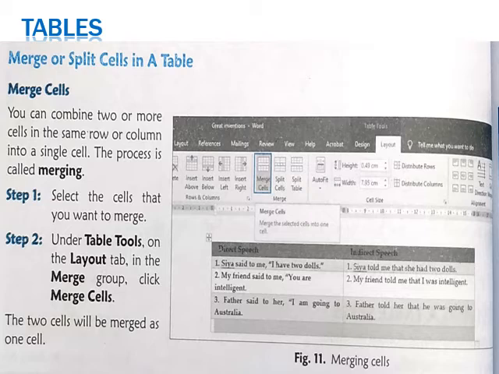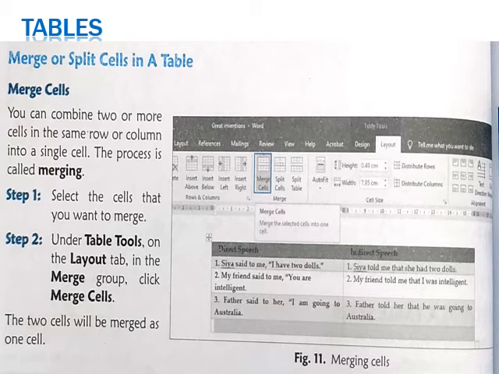Next is merge or split a cell in a table. Now this is a very important concept, children. Merging and splitting. Merging means combining two cells, and splitting means dividing a cell into two. This is the basic meaning of merging and splitting a cell. You can combine two or more cells in the same row or column into a single cell. This process is known as merging.